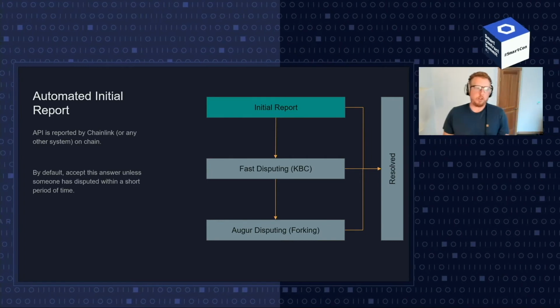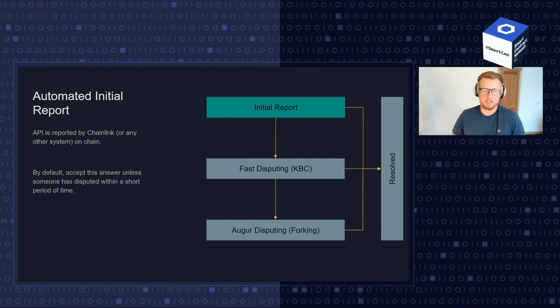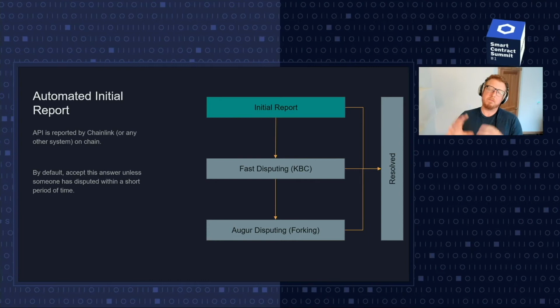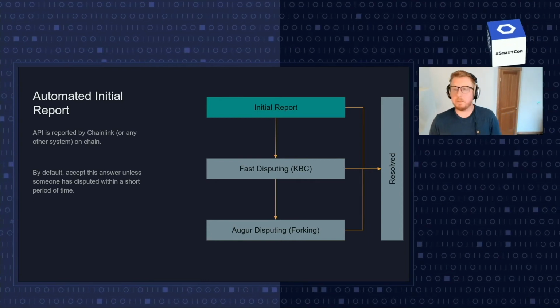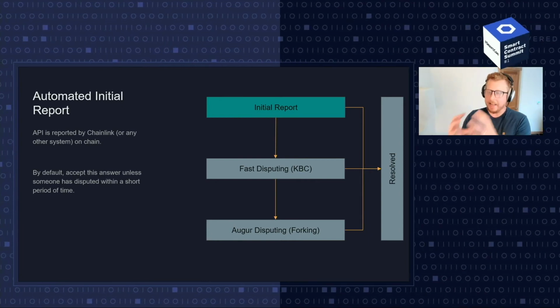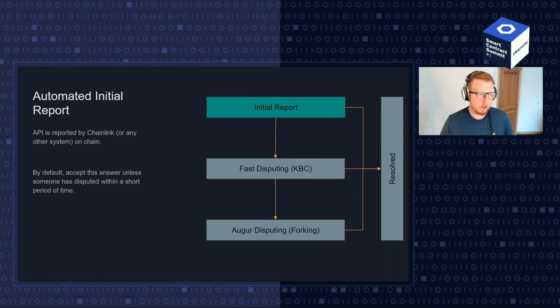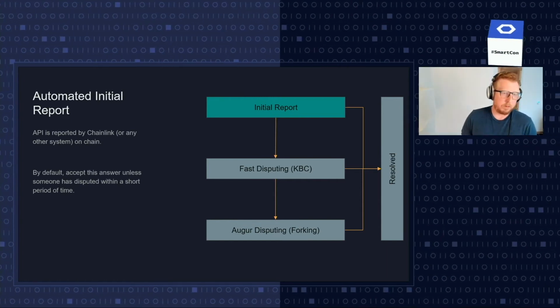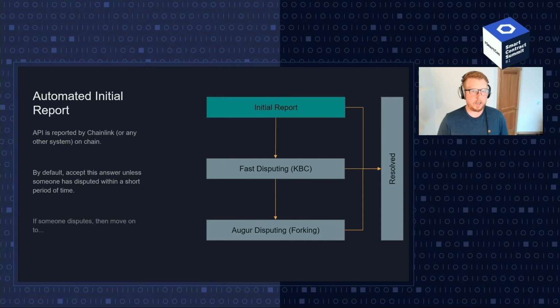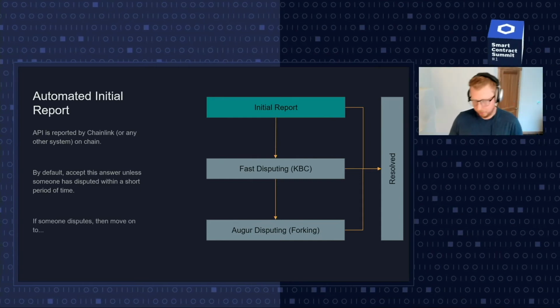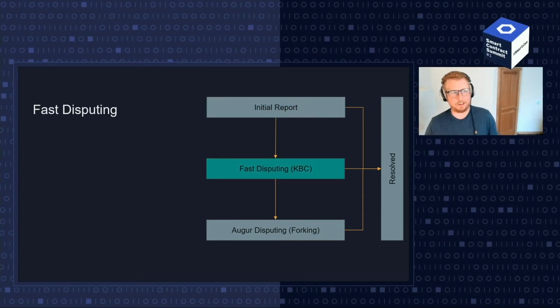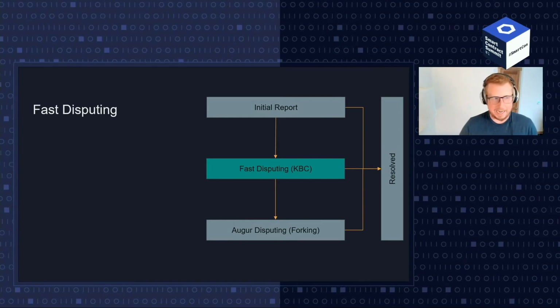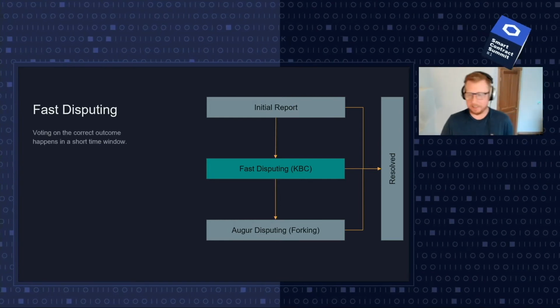And then by default, this answer is accepted. It's just the result of the market, unless somebody disputes it, unless something happens where somebody says, wait, that does not look right to me. If that happens, we're going to move on to our next phase, which we are calling fast disputing. And I've got these three little letters next to fast disputing called KBC. I'll describe what that is in one second too.